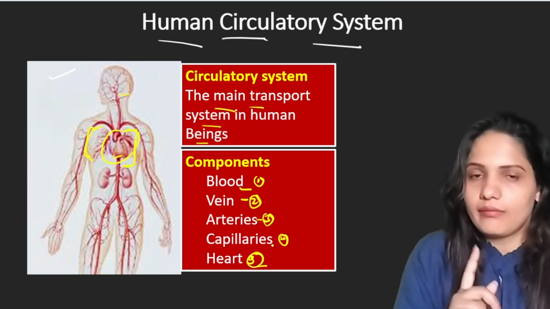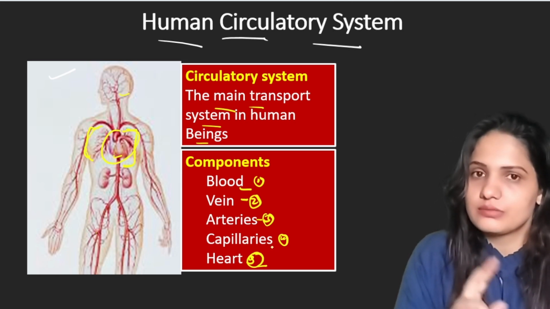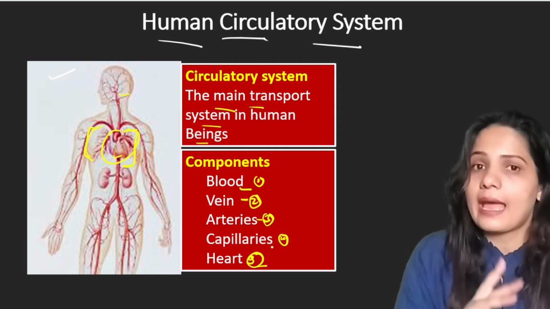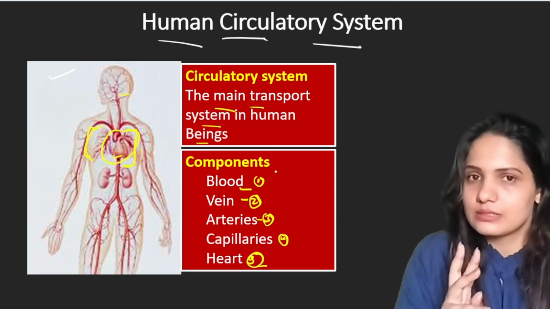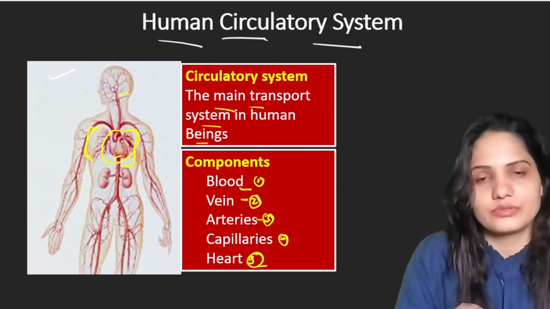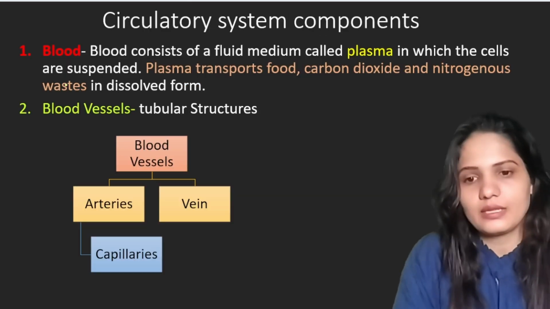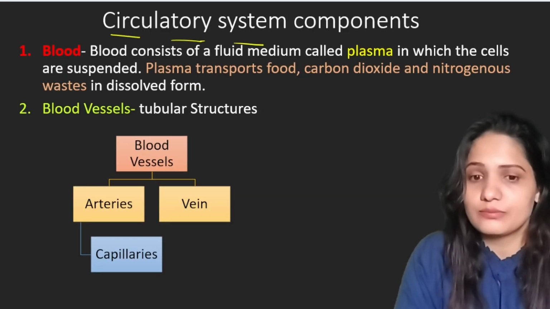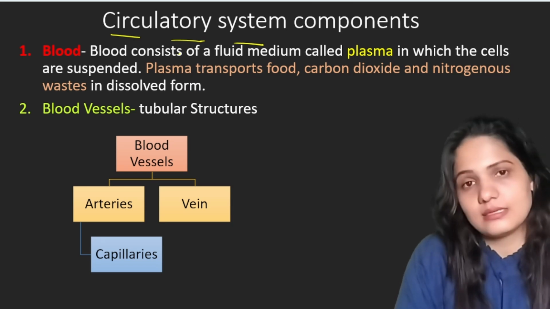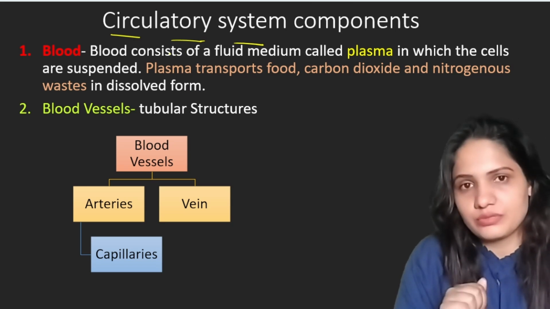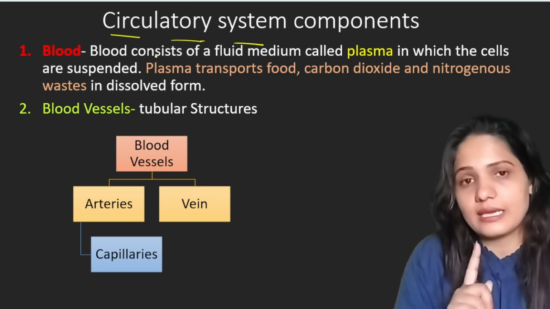Till now we have covered the definition of the circulatory system, the need of the circulatory system, and the components of the circulatory system. This is the diagrammatic representation of the human circulatory system. Now let's move to the next slide. Here we have circulatory system components. As we have discussed in our previous slide, there are different components of the circulatory system. Now we will look at each component in detail.